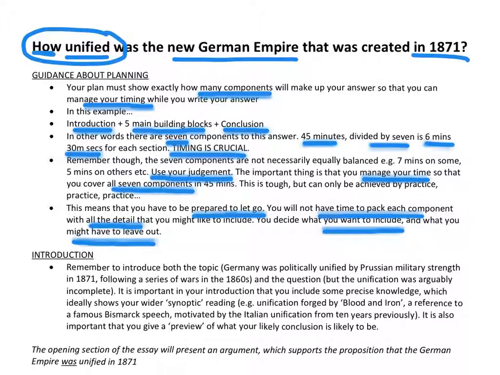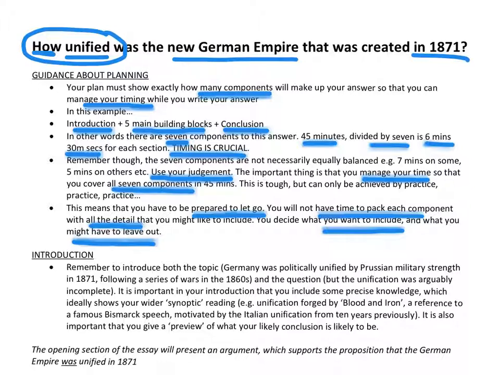Explain the extent of the unification. There's different ways you can word it, but basically it's asking you to balance the unification against the division. So Germany, it's basically saying to you, Germany was not completely unified. There were still divisions within it, and what you've got to do is balance that out.